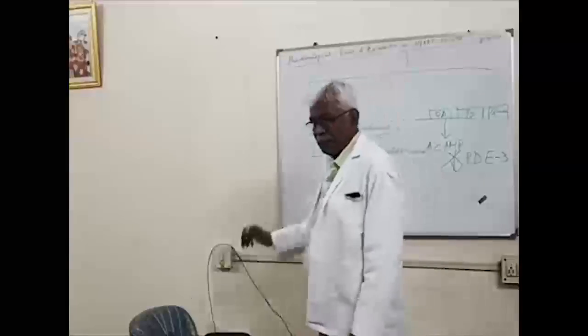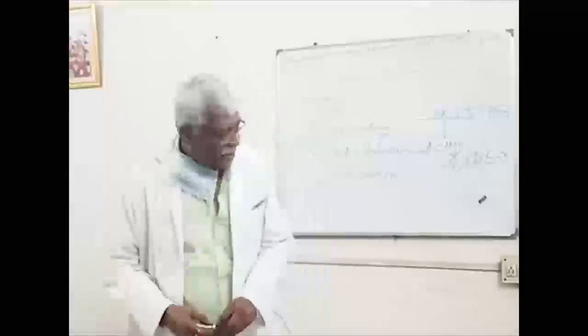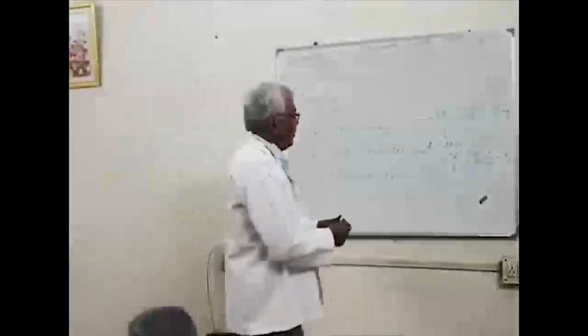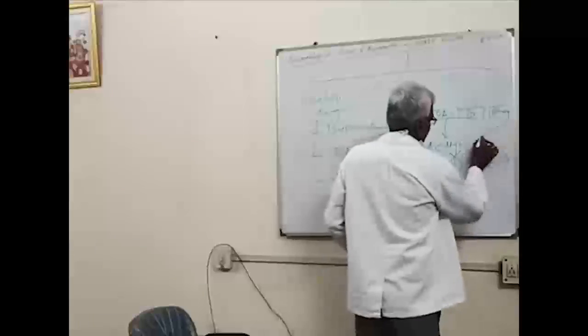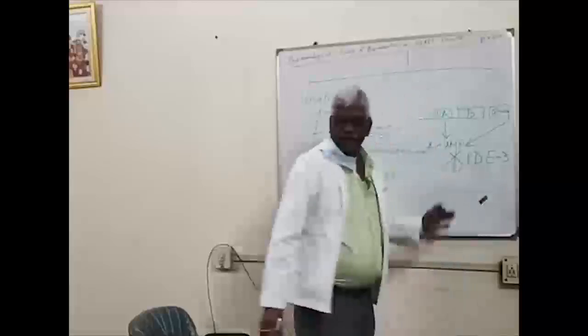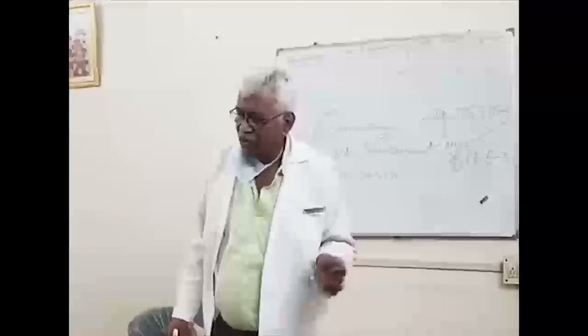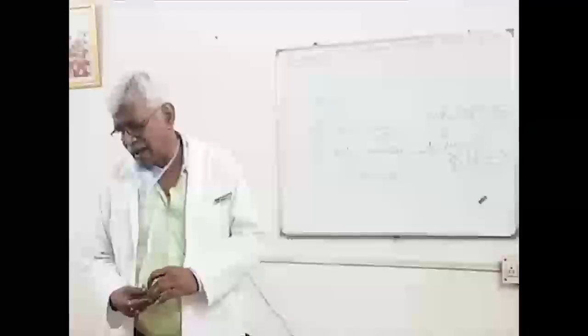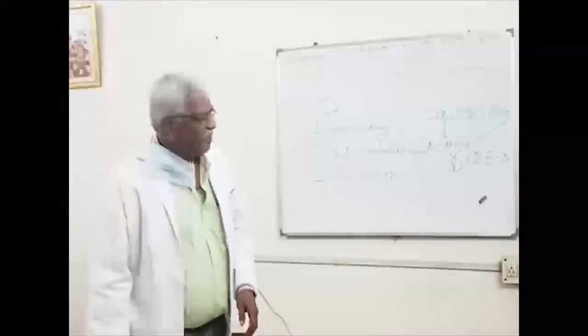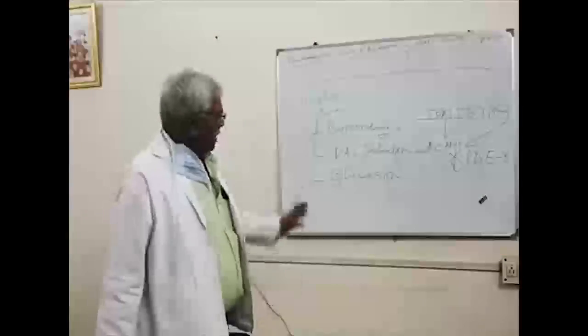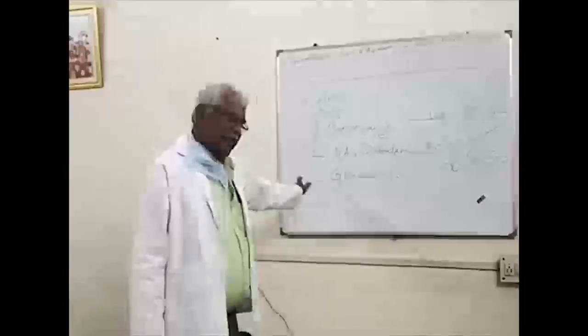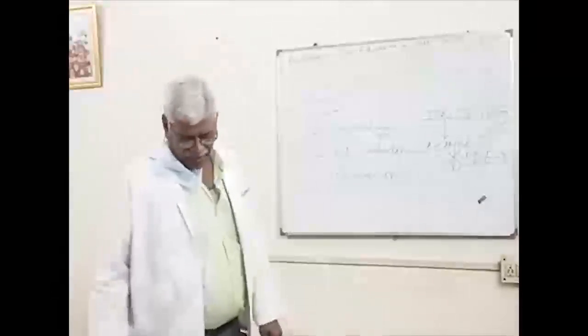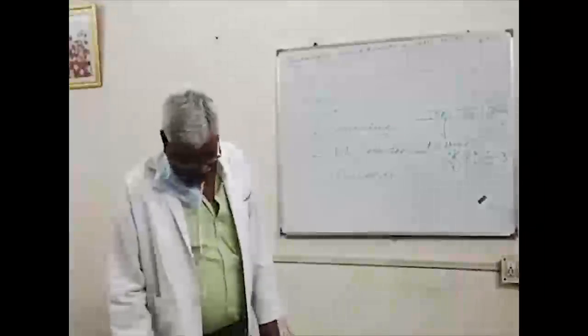Am I clear? Now the third group of drugs is glucagon. Glucagon also stimulates cyclic AMP. Glucagon is a hormone liberated by the pancreatic alpha cells, which is a hyperglycemic hormone, but it is also an inotropic agent.